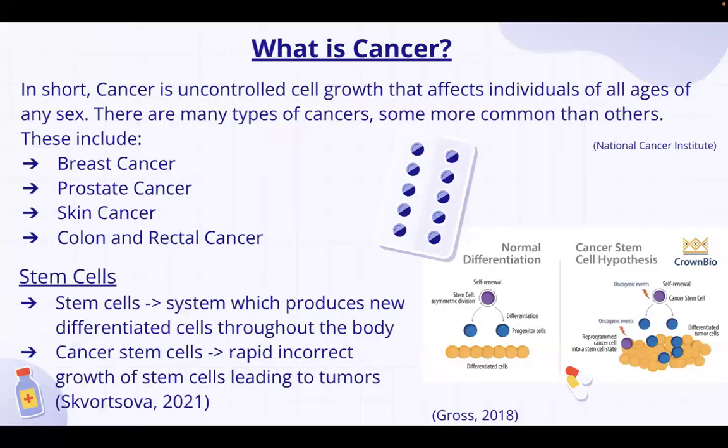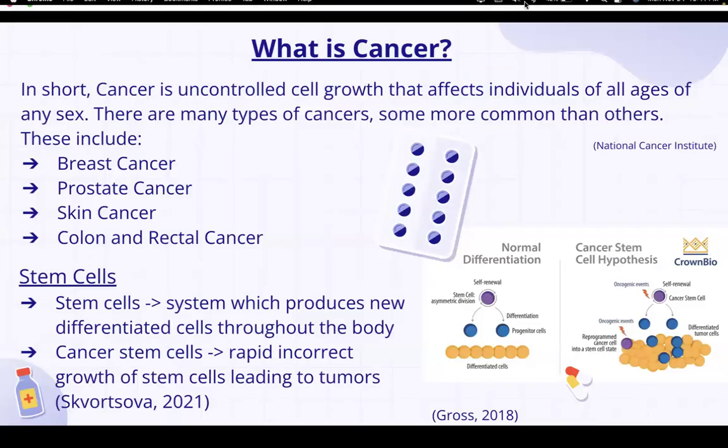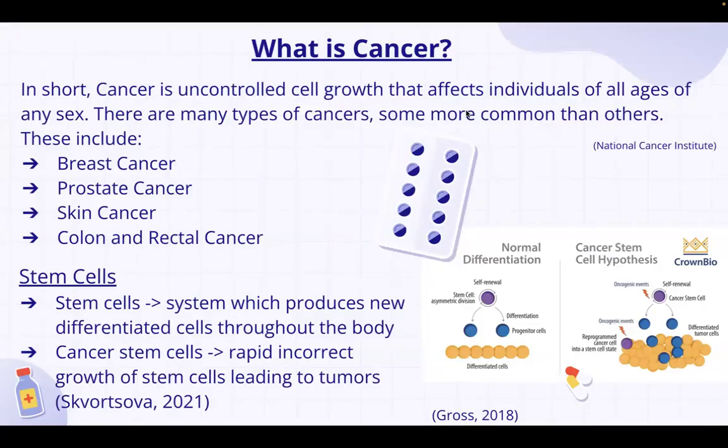So, one way that these cancers grow in an individual is based off of their stem cells. So everybody has stem cells, and they are a system which produces new differentiated cells throughout the body. You can see this in the image on the bottom right-hand corner on the left side under normal differentiation. You can see at the bottom in yellow, the differentiated cells are very regulated, and these turn into differentiated cells like muscle cells, cardiac cells, etc.